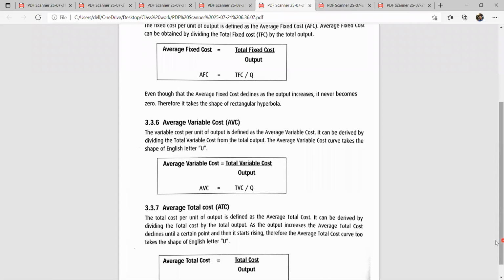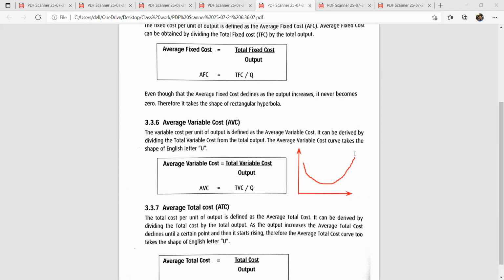Simply, when the total variable cost is divided by the output, average variable cost decreases up to some extent, thereafter it will rise. Therefore, the average variable cost curve is U-shaped. Vertical axis should be labeled as cost, and the horizontal axis should be labeled as quantity.